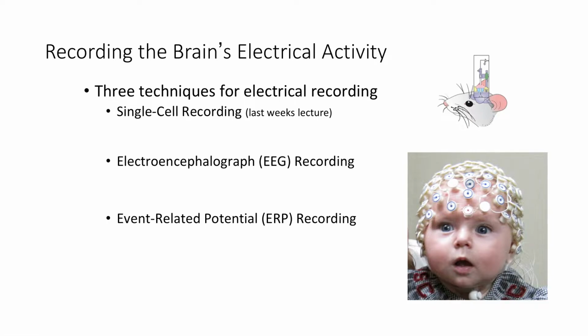Okay, so we are going to cover three techniques to record electrical activity in neurons. One of them we talked about in the last video, which was the single unit recordings. And in this video, we're going to talk about EEGs, or electroencephalograph recordings, and also about ERPs. So remember that EEGs and ERPs and single cell recordings are all three techniques for electrical recording. So you're measuring the action potentials and the graded potentials.